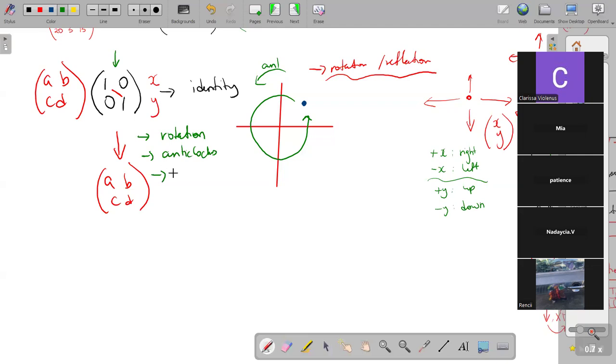And what's the angle? 360 degrees, and it's about the origin. This is the rotation point at the origin. Copy that down for me, please.